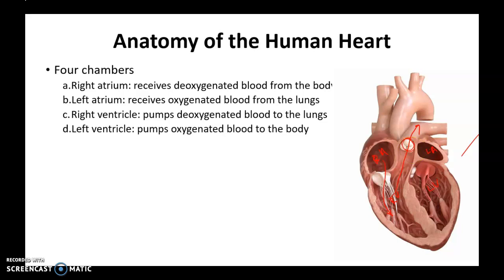So let's review one more time. From the right atrium to the right ventricle. From the right ventricle, the deoxygenated blood goes to the pulmonary trunk. From the pulmonary trunk, the blood travels to the lungs. We have the lungs here via these vessels, and these are called pulmonary arteries. And in the lungs, as we know, there is gaseous exchange. All the carbon dioxide is dumped out.